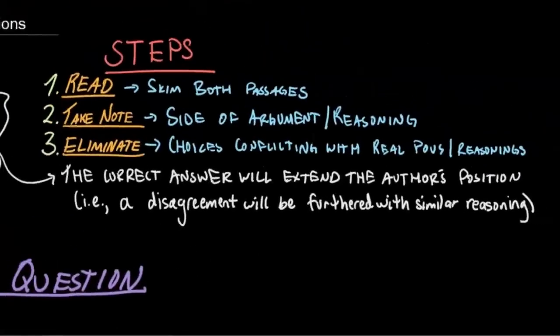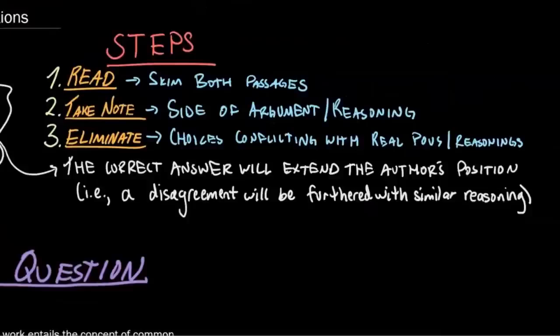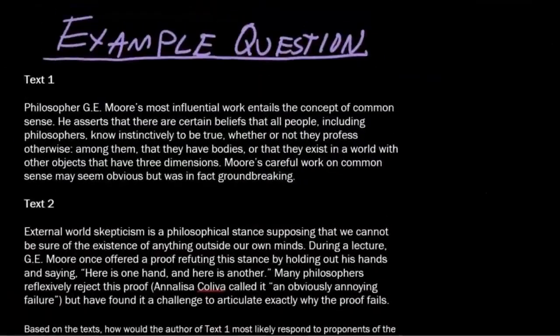So the first thing you're going to do, you want to skim passages. You don't necessarily need to read every word. Just make sure you get the general idea. Make sure you know which side of the argument both are on, what line of reasoning they have, etc. Then you're going to eliminate conflicting choices, or choices that conflict with these lines of reasoning and their points of view.